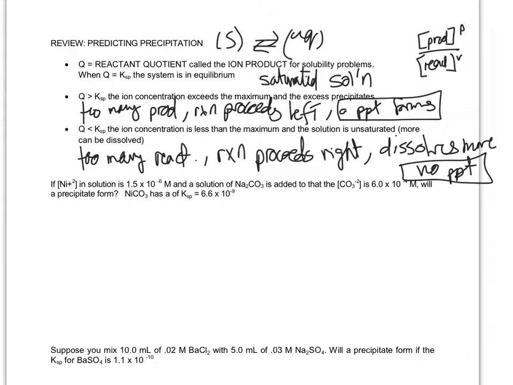And so if you have an ionic substance and you're trying to figure out whether you will have a precipitate or not, you could use Q to compare it to Ksp. And we've done that before. Let's practice a few of these.